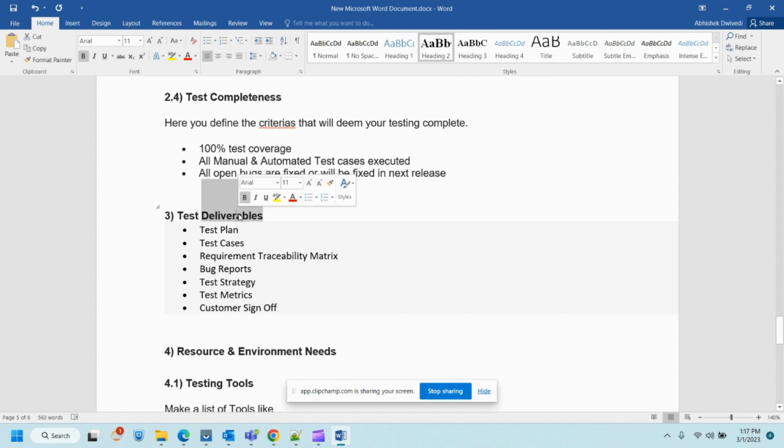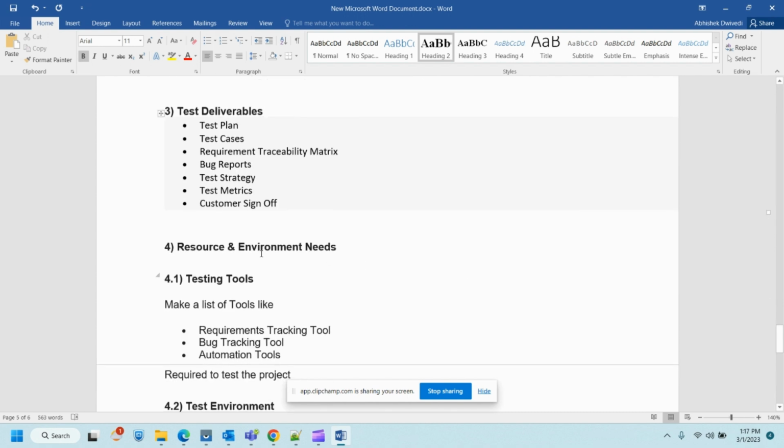Next is test deliverable. Test deliverable means when we complete the testing, what all things you will be delivering, or as a sign off mail. So that is test plan, test cases, bug report, strategy, customer sign off, and all those things, even RTM.